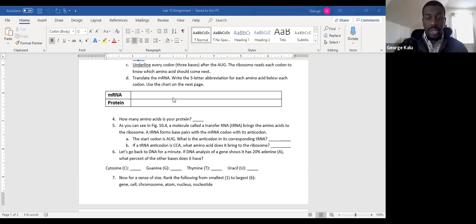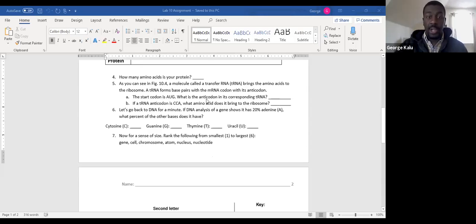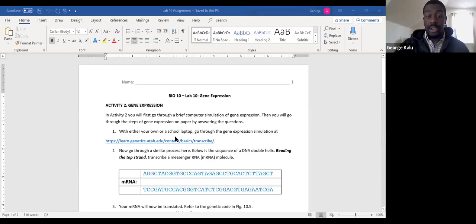Once you do that, there's just a bunch of questions here. The first question asks how many amino acids are in your protein. The next one asks about what the corresponding anticodon is for AUG. The next one asks for the anticodon of being CA. So what would be the corresponding amino acid? And you can use the corresponding codon to help you figure that one out. Then you're just going to answer these questions down here. That's all you're going to be doing for this lab.